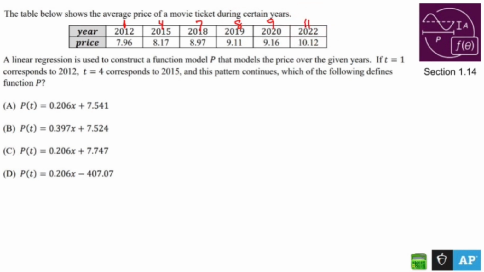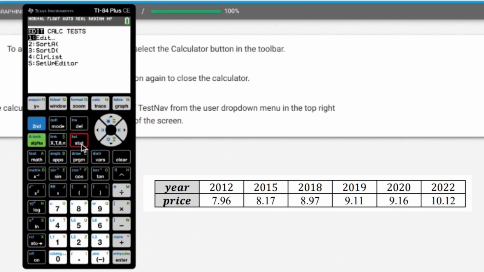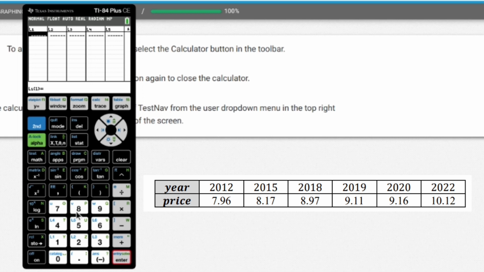All right, so let's throw that in our calculator and see what happens. Stat, edit. Let's type in those awful numbers. The numbers that we wrote before were 1, 4, 7, 8, 9, 11. Never forget. Then we end up with the other numbers, which were 7.96, 8.17, 8.97, 9.11 again, never forget, 9.16, and 10.12.